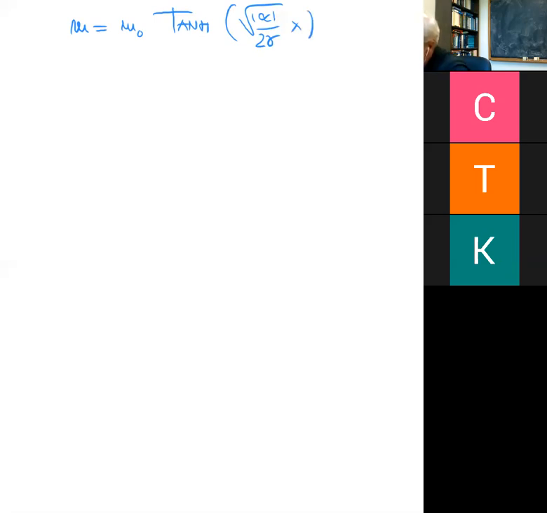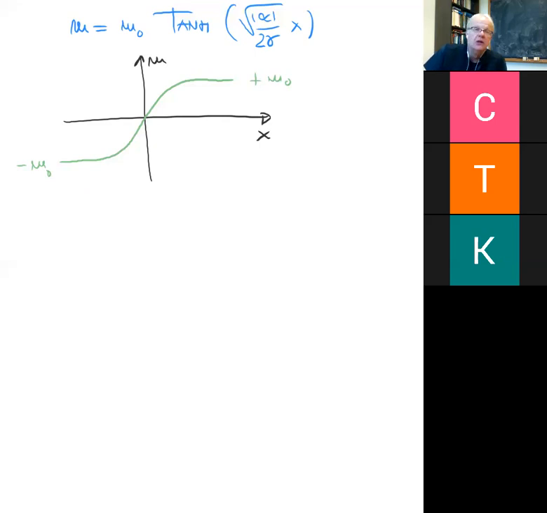So if you were to plot this, what would that look like? Okay, so tanh is indeed a function that goes from minus something to plus something, I hope. This function goes from minus m naught to plus m naught as a function of x. So this is a famous solution. So number one, in our context, this solution is called the domain wall.